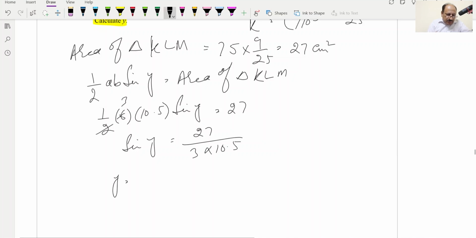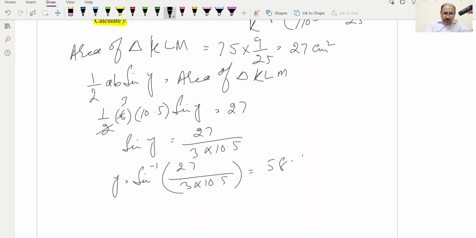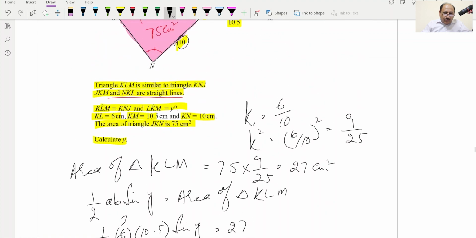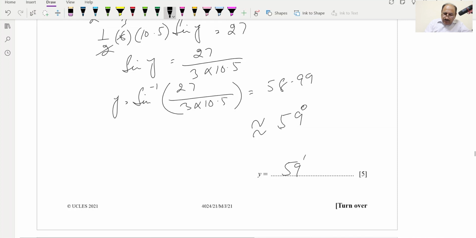We can rewrite it as Y is equal to sine inverse of 27 over 3 into 10.5. On the calculator, using shift sine of the fraction 27 over 3 multiplied by 10.5, this will be equal to 58.99, or we can write it as 59. So 59 degrees is the answer we can provide over here.